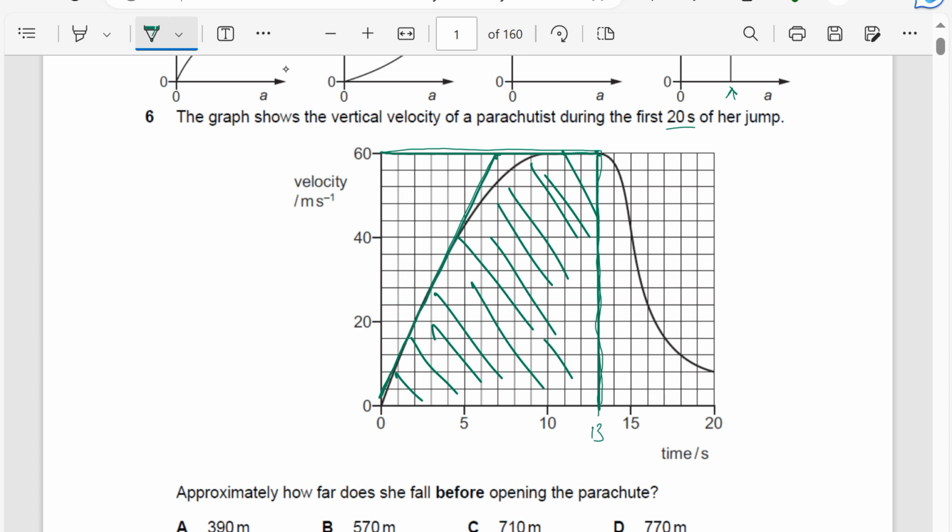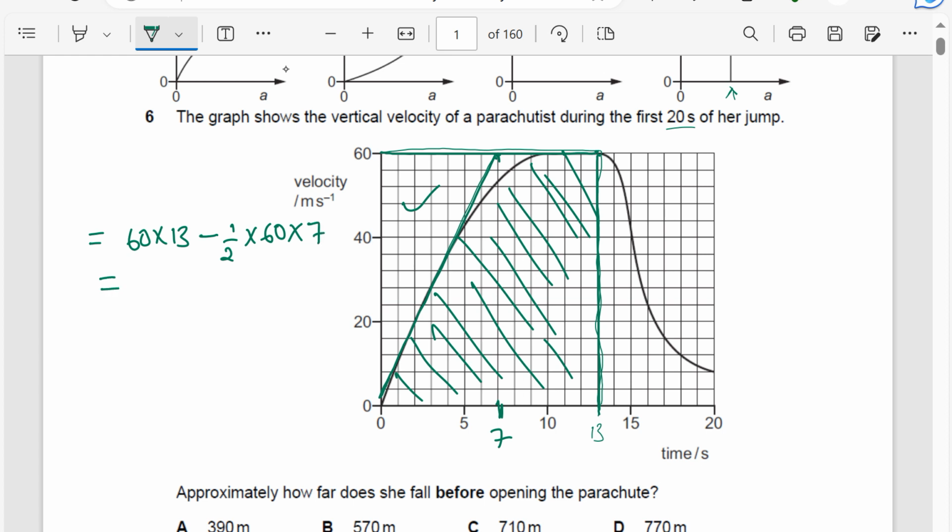So the distance fallen is going to be equal to the area of the rectangle, which is 60 by 13, so 60 times 13, minus the area of this triangle here, which is going to be a half times the base, which I can say is 60, times this distance here, which I aimed at this point here, which is 7, so times 7.